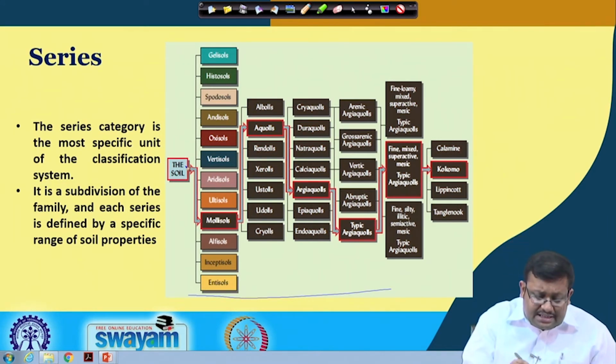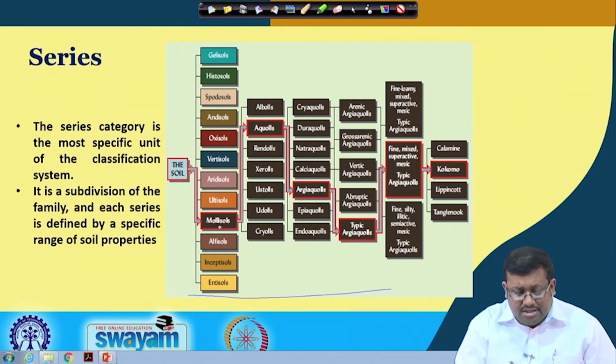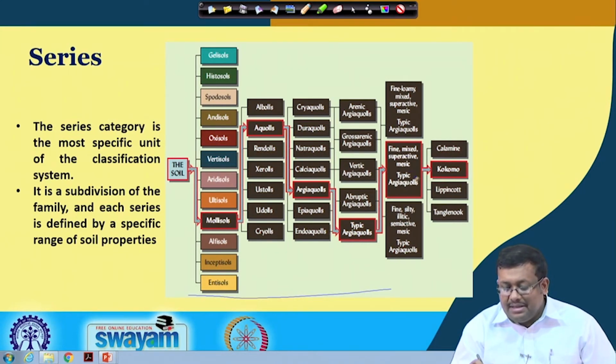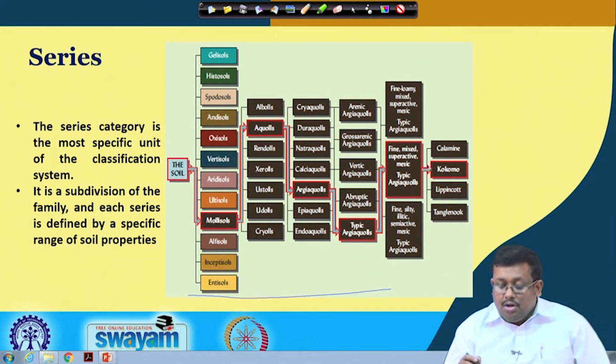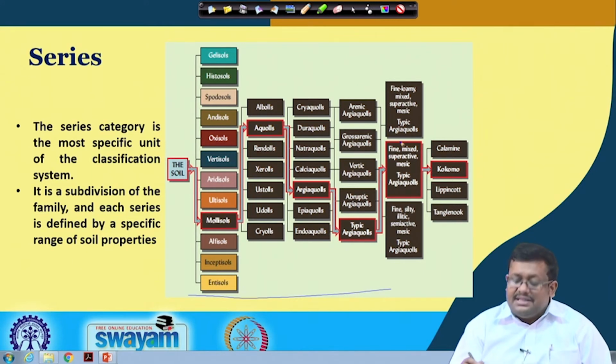Let us start with the soil, and obviously it comes within the Mollisols. Mollisols is the major order. From there we go to the suborder, that is Aquolls, then the great group, that is Argiaquolls. After that the subgroup, that is Typic Argiaquolls, and finally fine, mixed, superactive, mesic, Typic Argiaquolls, and finally we are getting the name of Kokomo. So the Kokomo series is defined by this total family name, and it is specifically defined by some measurable properties.